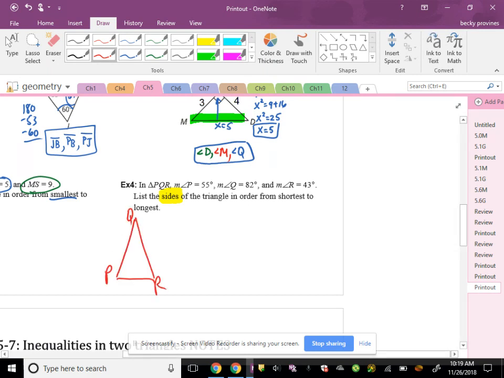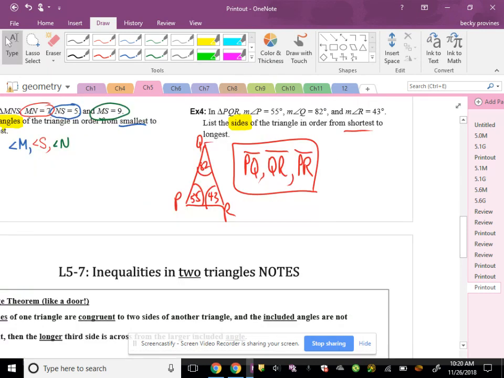P, Q, R. P is 55. Q is 82. R is 43. Okay, shortest to longest. So the shortest, the tiniest one is 43. So straight across is PQ. The medium is 55. So straight across is QR. And your biggest is 82. So straight across is PR. And you're finished.